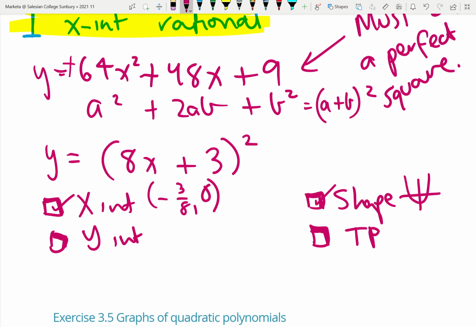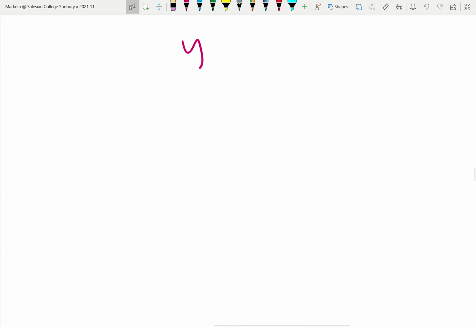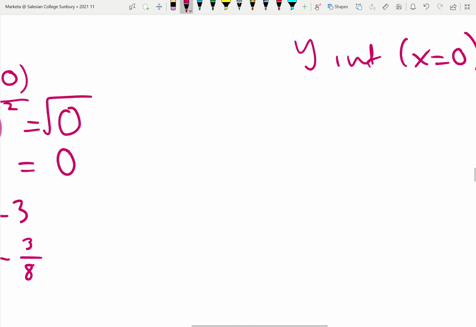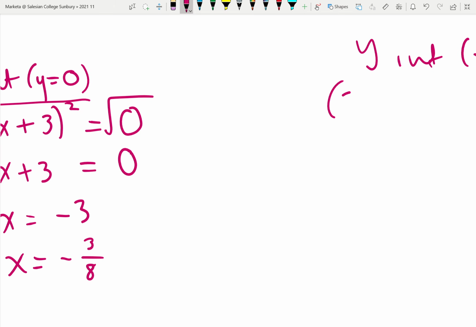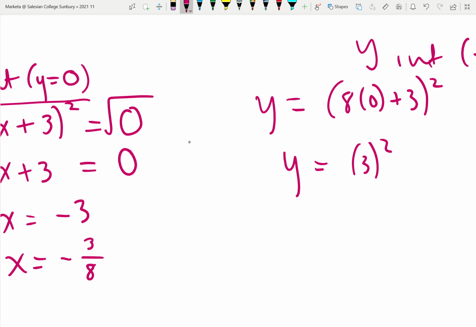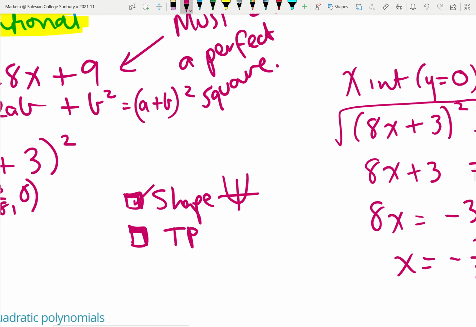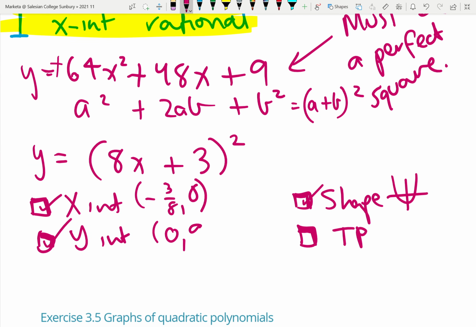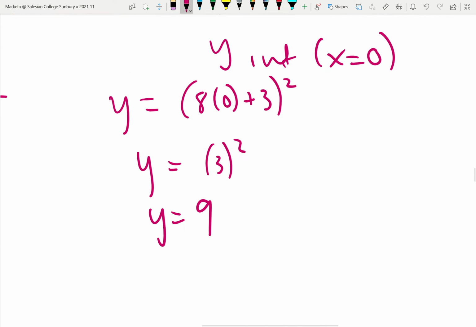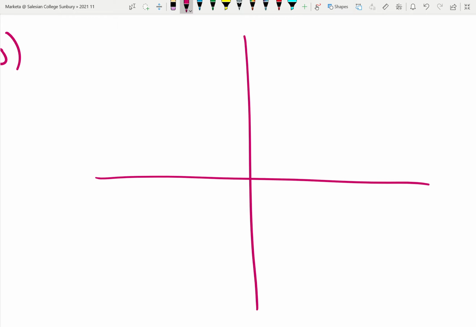And then, well, let's get the y-intercept. Y-intercept, x equals 0. So that is 8 times 0 plus 3 squared. Y equals, so let's see, 8 times 0 is 0. So 0 plus 3 is 3 squared, which equals 9. So our y-intercept at 9. And then this turning point is going to be the x-intercept, but I'll draw it so you can see what I'm talking about. So negative 3/8, and it was 9, I believe. Oops.